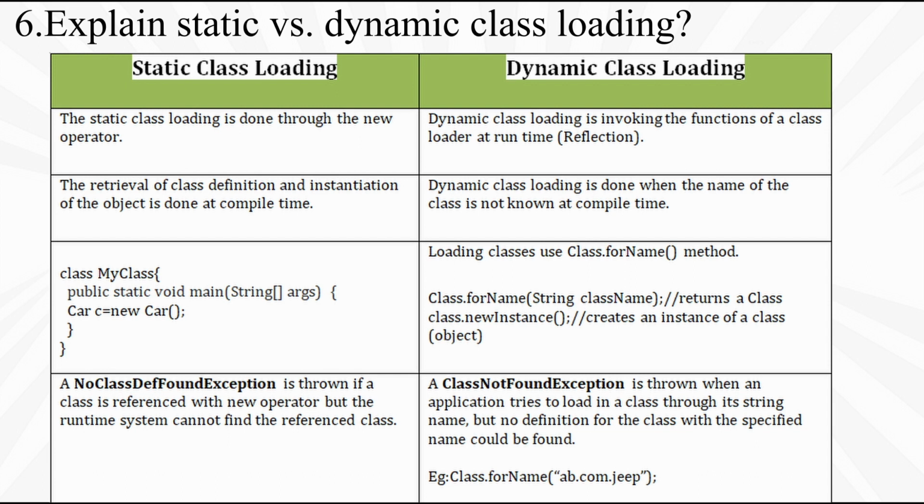Dynamic class loading is done when the name of the class is not known at compile time. Hence, dynamic class loading uses the Class.forName method. Class.forName is a static method which returns a class. And Class.newInstance is a non-static method which creates an instance of a class.